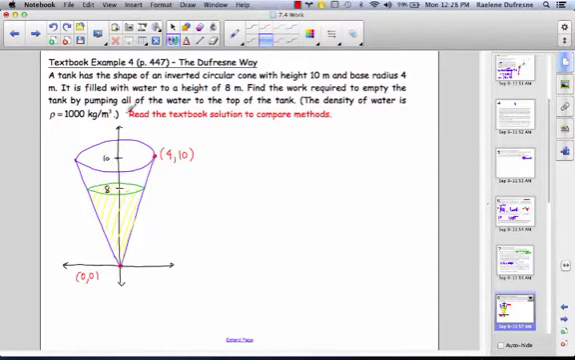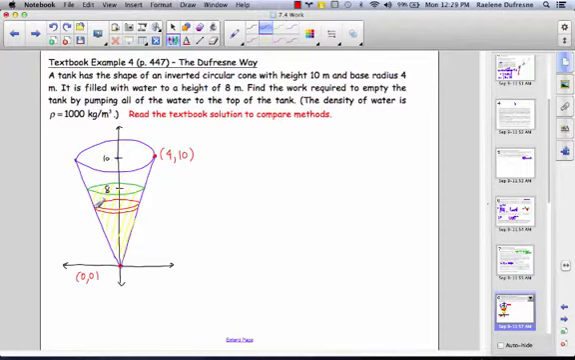So there's going to be a vertical pumping force that will have to overcome the weight force due to gravity of all of the water. The problem is the water does not have a constant weight at each height, because at each height we are going to get different slices of water, or rather circular cross sections with roughly a constant height.